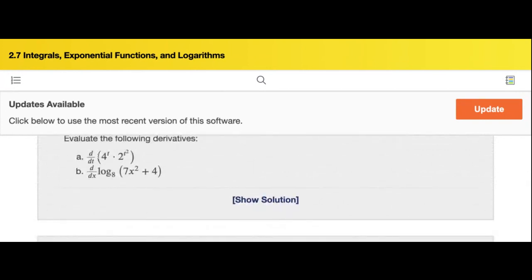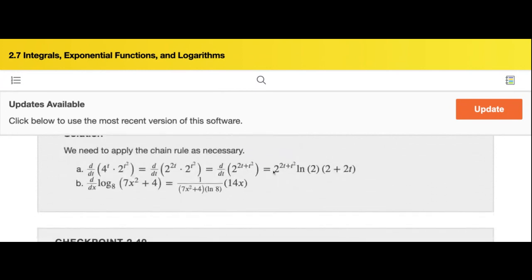All right, let's try these two. Differentiate 4 raised to t times 2 raised to t squared. We can combine those two, since 4 raised to t is 2 raised to 2t. So we get 2 raised to 2t plus t squared. When we take the derivative, the exponential term stays, 2 raised to 2t plus t squared, multiplied by ln a, where a in this case is 2, so ln 2. Then by the chain rule, we differentiate the exponent. The derivative of the exponent is 2 plus 2t.